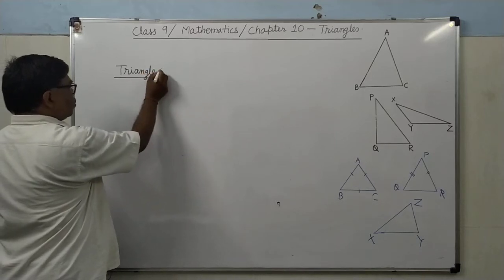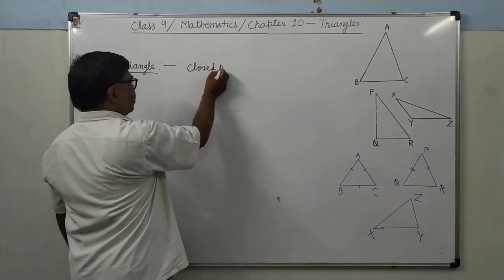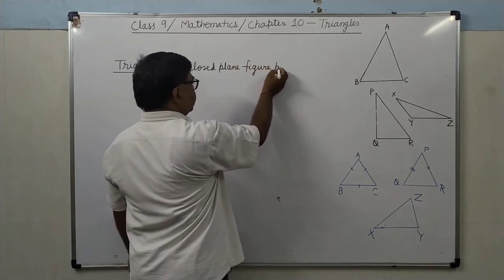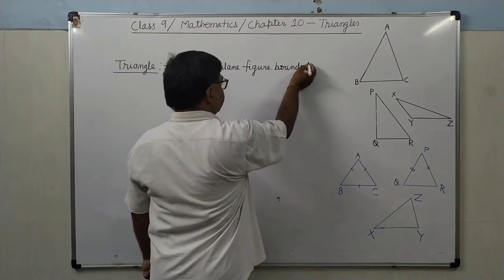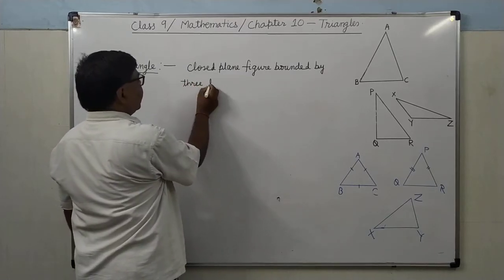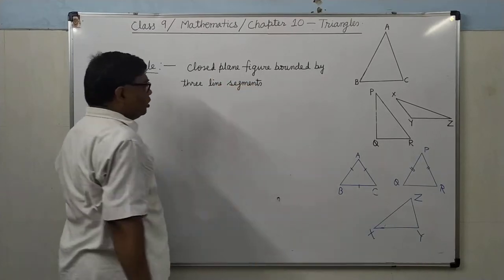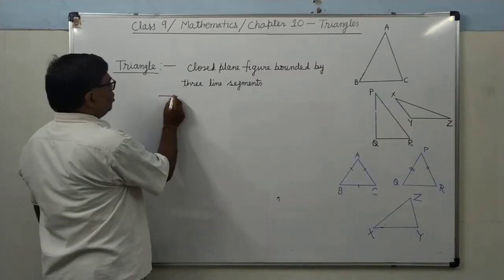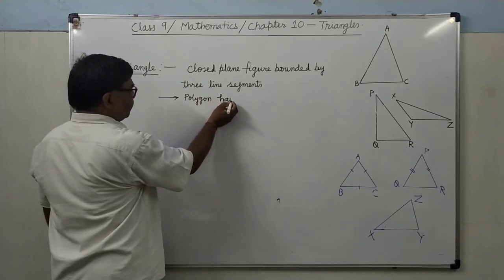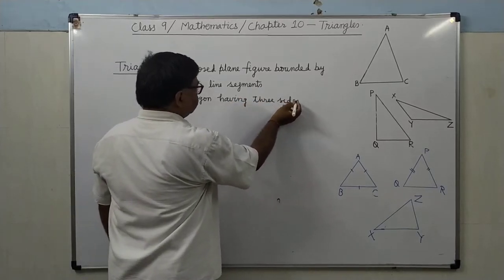It is a closed plane figure bounded by three line segments, which means you can say that it is a polygon having three sides. Three sides. Now see here, what is a line segment?